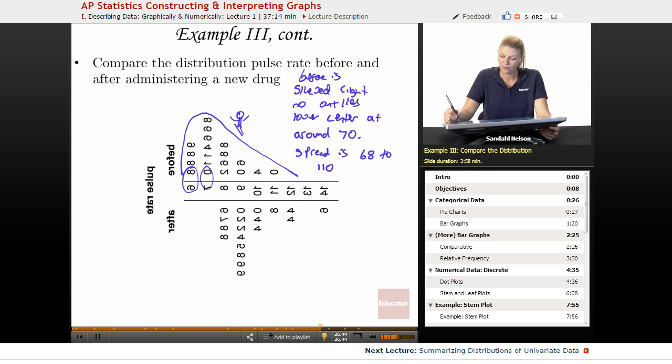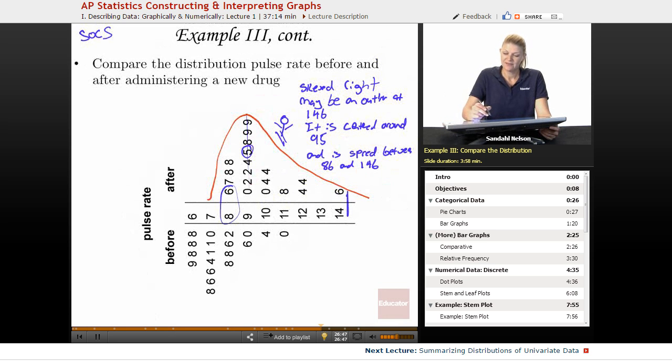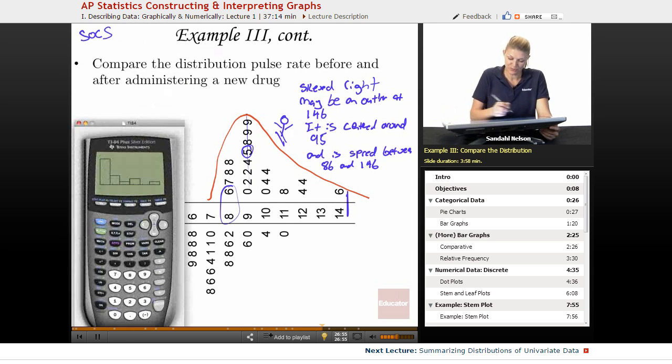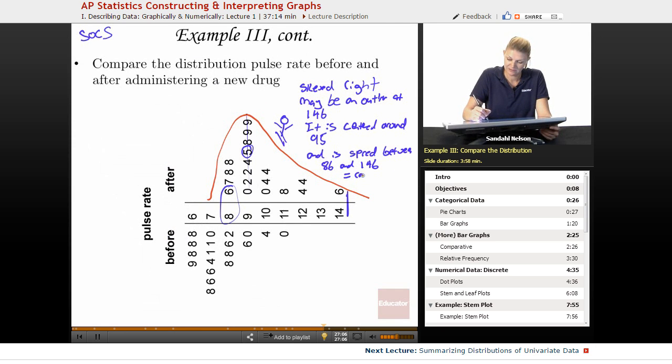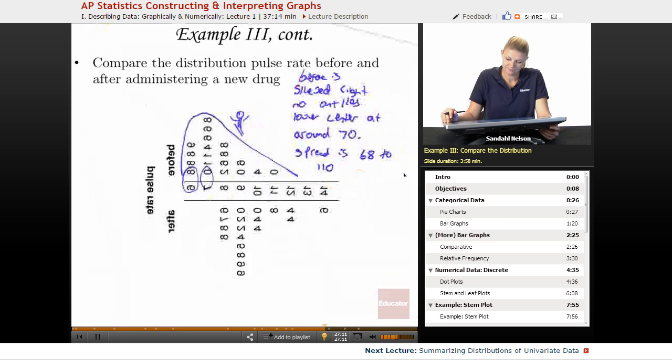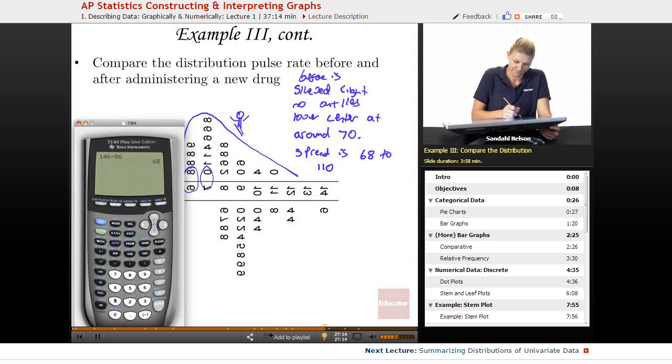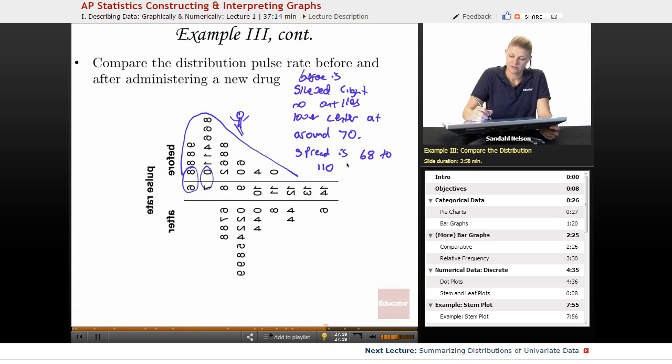So if we look back at what we said, that it had a center at 95, so before had a lower center, and then its spread was 146 to 86, so our spread was 146 minus 86. So it was a width of 60. So a range of 60. Versus now, we have a range of 42.